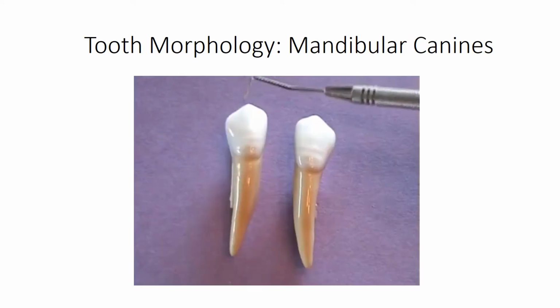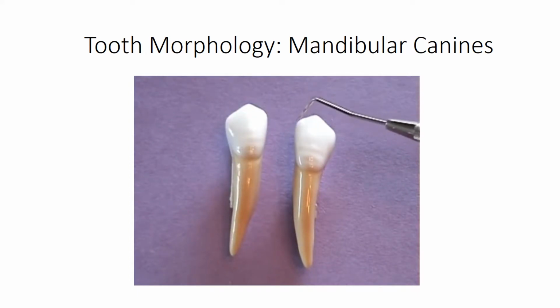The mandibular canine has a single cusp tip and cusp slopes. The mesial cusp slope is shorter than the distal cusp slope. There's a slight labial ridge. Canines are the longest teeth in the dentition.